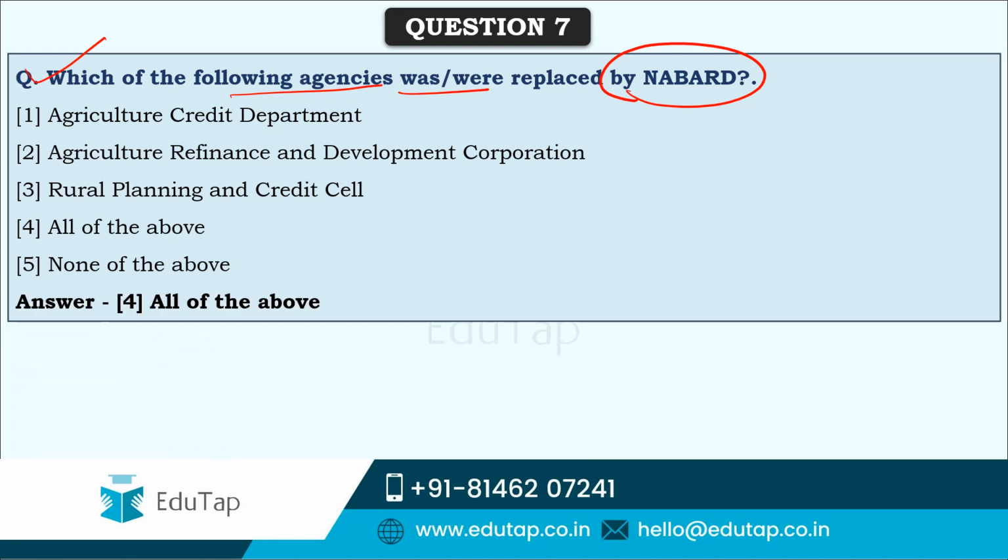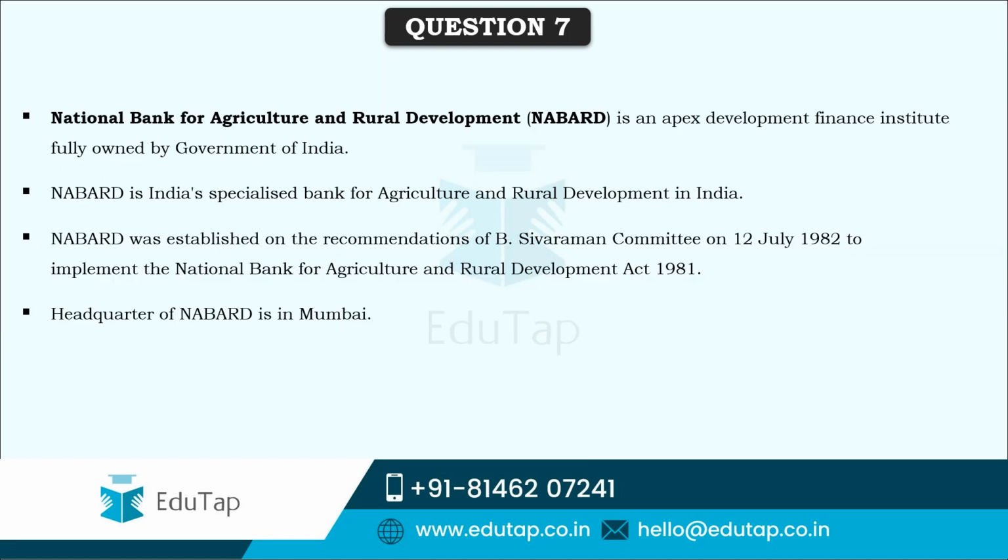So all of these were replaced, that is Agriculture Credit Department, Agriculture Refinance and Development Corporation, Rural Planning and Credit Cell. All these were combined and replaced with NABARD based on the Shivaraman committee report. And this is an apex development finance institution fully owned by Government of India. Very recently in 2019 this happened.